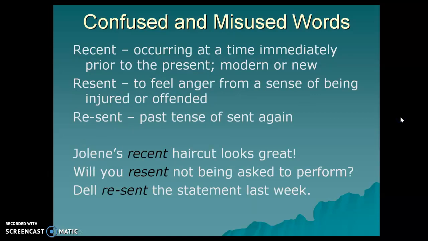Recent and resent. Recent, that's occurring at a time immediately prior to the present, modern or new. Resent, R-E-S-E-N-T, is to feel anger, to feel anger from a sense of being injured or offended. That's resent. Resent is also the past tense of sent again. You sent something and then you resent it because it came back to you. Jolene's recent haircut looks great. Will you resent not being asked to perform? Dale resent the statement last week.